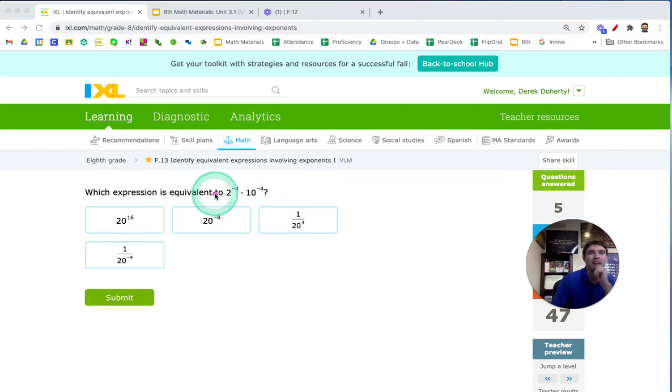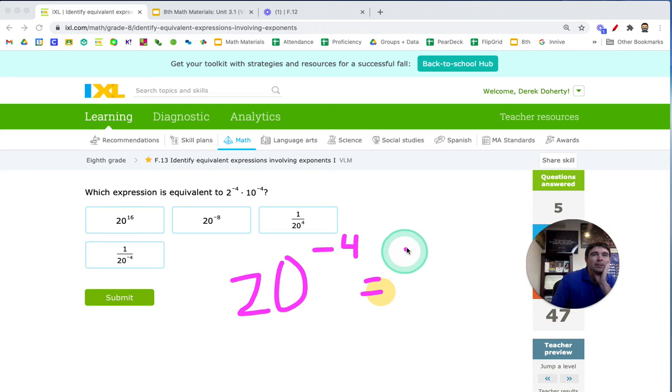But if you ever have different bases applied to the same exponent, this is new to me from IXL, you can just say, wait a minute, if 2 times 10 is 20, then 2 to the negative fourth times 10 to the negative fourth, same exponents, is just going to be 20 to the negative fourth when we multiply all the 2's and the 10's together. And I know this is the same thing as 1 over 20 to the fourth power, and that's how I'm going to end up finding my correct answer over here.